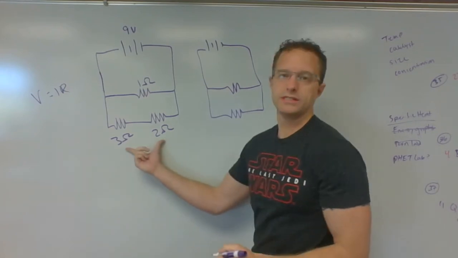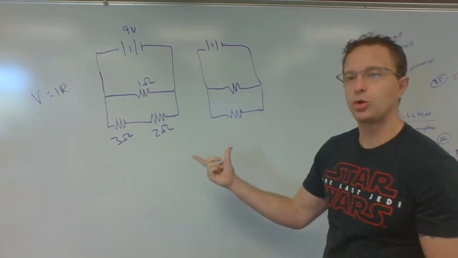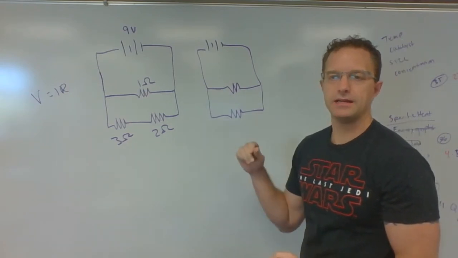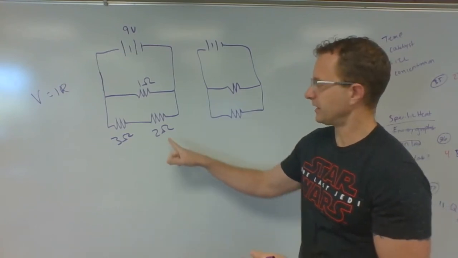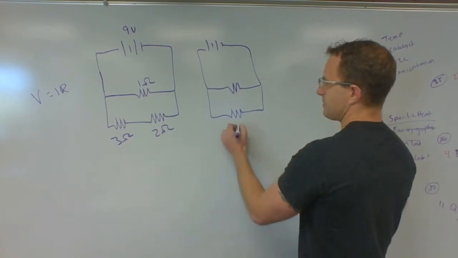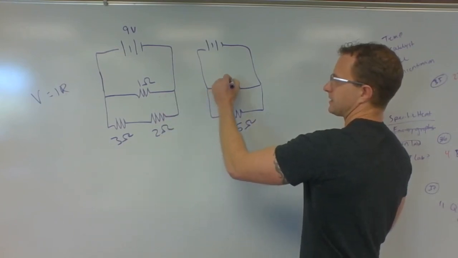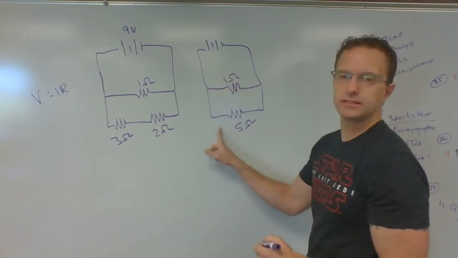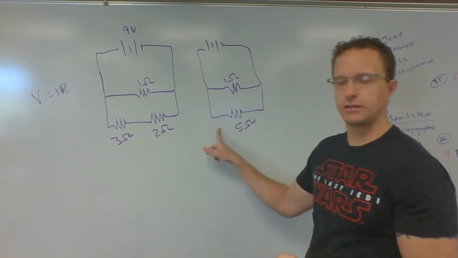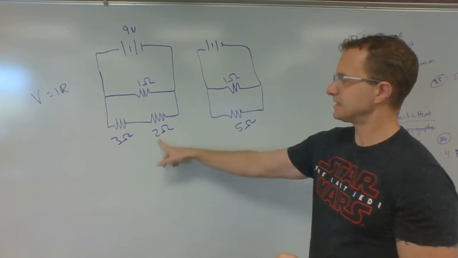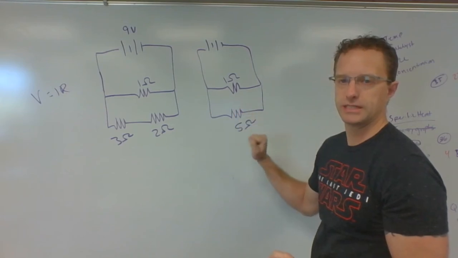If I have 2 resistors in series, the equivalent resistor is when I add them up. So if I've got a 2 ohm and a 3 ohm, that would be the same as going through a 5 ohm resistor here. And then this guy we left alone. So this would give me the same currents and the same voltages as this does. That's why we call this an equivalent resistor, right?